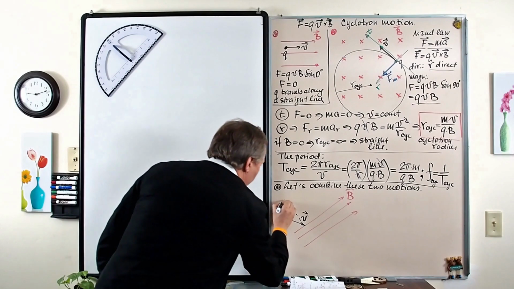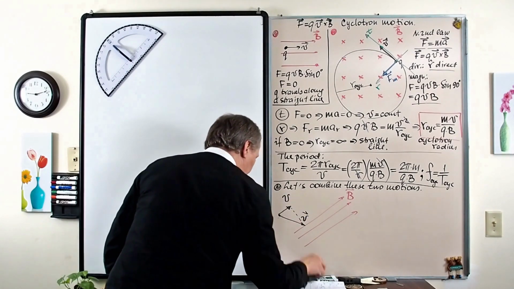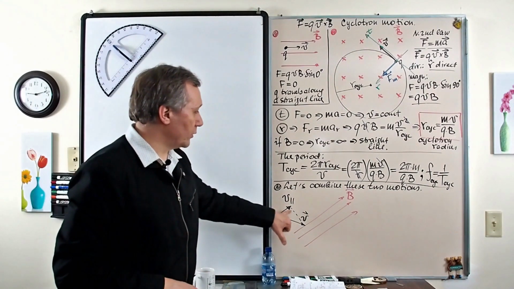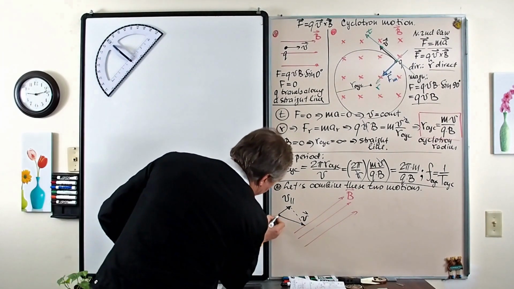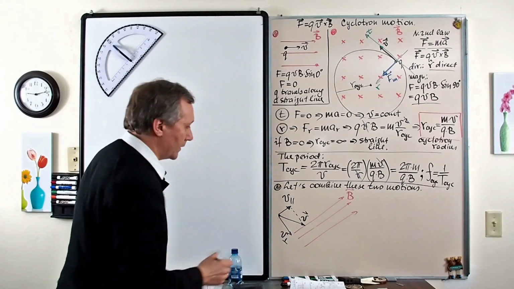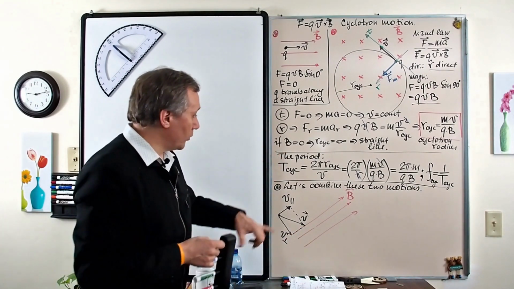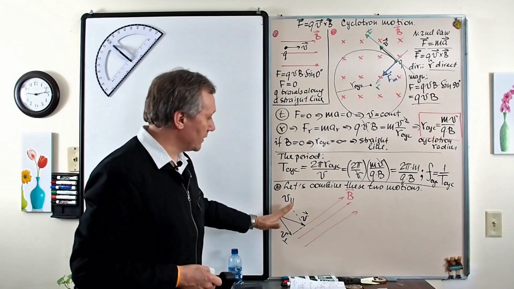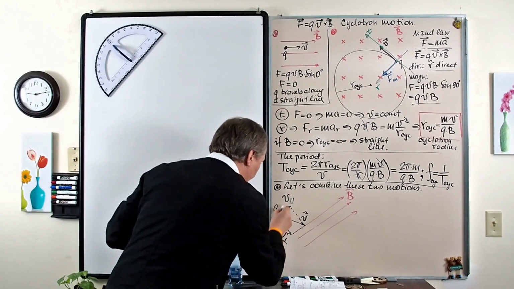Let me label it. V parallel, the component of this velocity parallel to the magnetic field lines, and the perpendicular component, V perpendicular. And so we know what happens with this velocity: nothing. So this velocity will stay the same. As a result, this particle, let me write also Q, it's a particle Q.